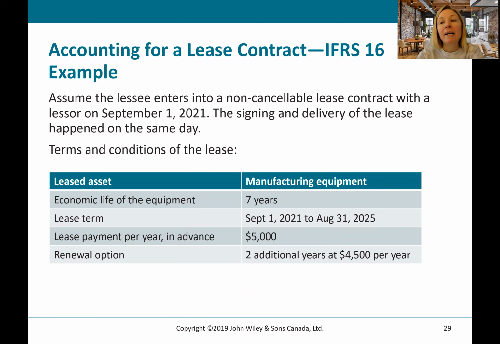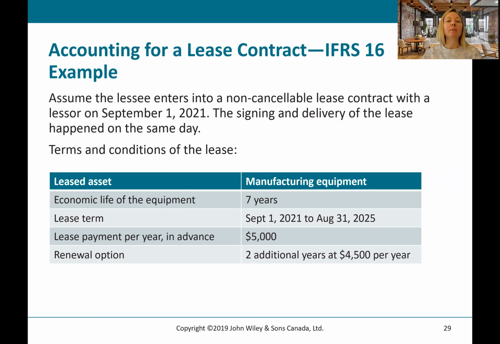So let's look at an example of accounting for a lease contract under IFRS 16. Assume the lessee enters into a non-cancelable lease agreement with a lessor on September 1st, 2021. The signing and delivery of the lease happened on the same day. Terms and conditions of the lease: we've got an economic life of the equipment of 7 years. The lease term is September 1st, 2021 to August 31st, 2025.